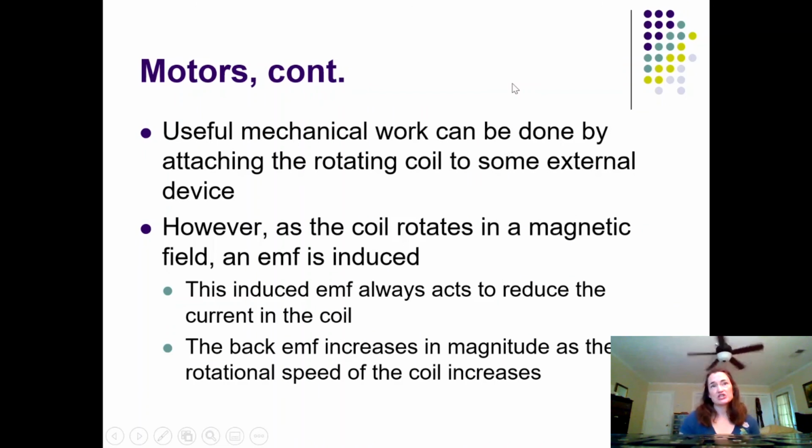Now, from that rotation, you can do useful mechanical work, and it can be done by attaching the rotating coil to some external device. Of course, when that happens, as the coil rotates, you are going to induce an EMF, and this is called a back EMF. And the back EMF is going to increase in magnitude as the rotational speed of the coil increases. So I guess there's a downside, okay?